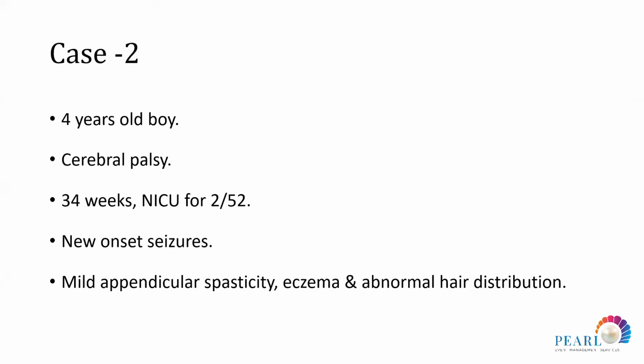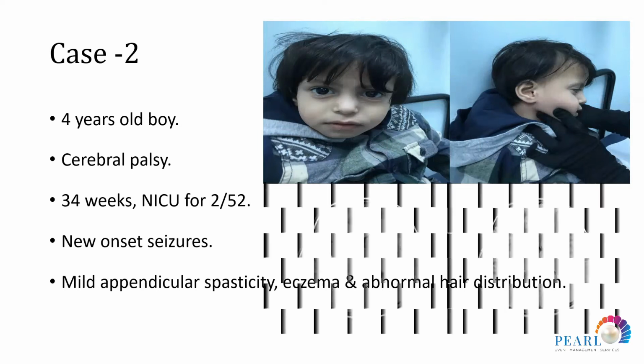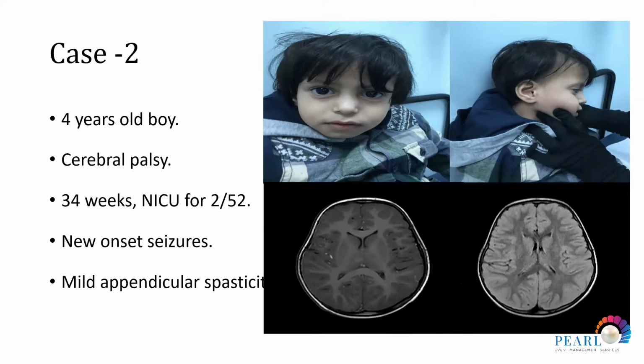Another case is a 4-year-old boy. He was labeled as cerebral palsy. He was an ex-premature 34-weeker. He stayed in the NICU for 2 weeks. He was referred to my clinic with new onset seizures. When I examined him, he was having some mild appendicular spasticity and axial hypotonia. He was having eczema and abnormal hair distribution. Interestingly, his MRI was also normal.